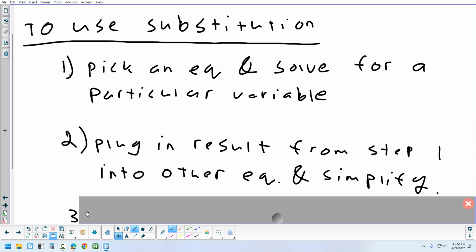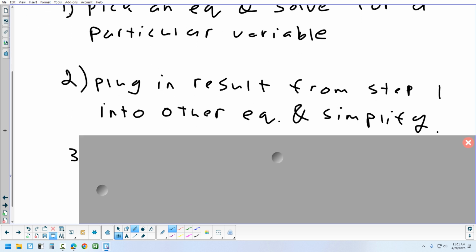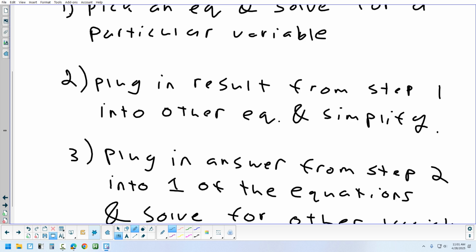Second step, once you have a variable by itself, you're going to have a formula, and you're going to plug that into the other equation, the equation you did not choose in step 1. When you finish step 2, if you've done it correctly, you will now know the answer to one of your letters. Once you have the answer to one of your letters, you're going to plug that answer back into one of your original equations. That will give you your other answer.